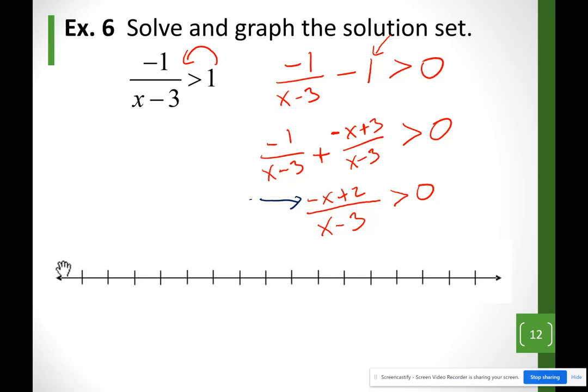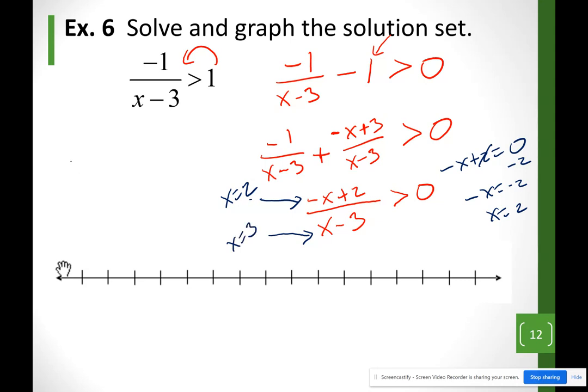Negative x plus 2 equals 0. Let me move the 2 over. Negative x equals negative 2. So the value of x that makes the top equal to 0 is 2. Now what about the bottom? What value of x makes the bottom equal to 0? 3.